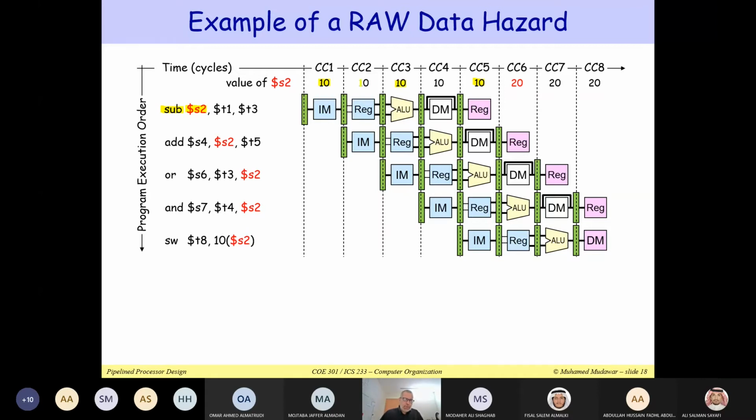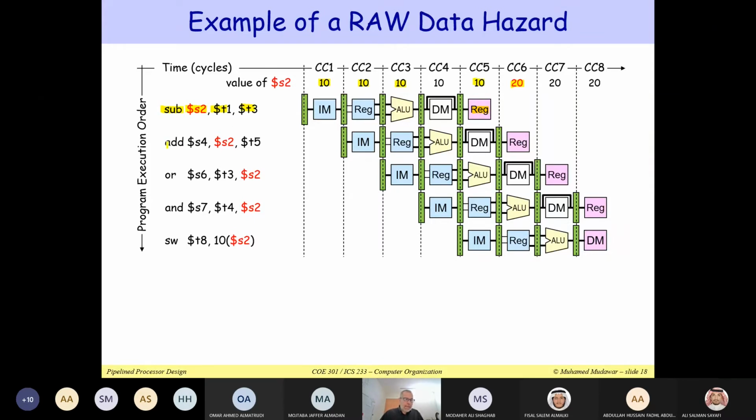At clock cycle number 2 it is going to read T1 and T3 from the register file. Then at clock cycle number 3 it is going to execute and compute the new value of S2. And at clock cycle number 5 it is going to write the result into the register file. So the value of S2 will be updated at the end of clock cycle number 5. Therefore, the new value will be present at clock cycle number 6. Notice that the new value is 20, and it will be available at clock cycle number 6.